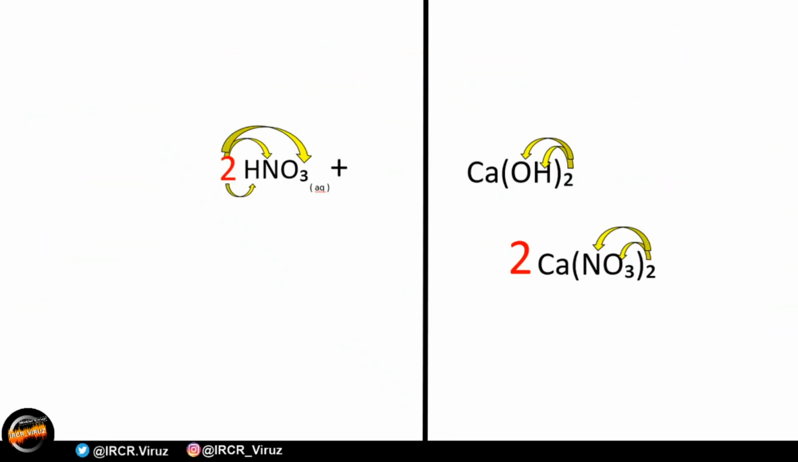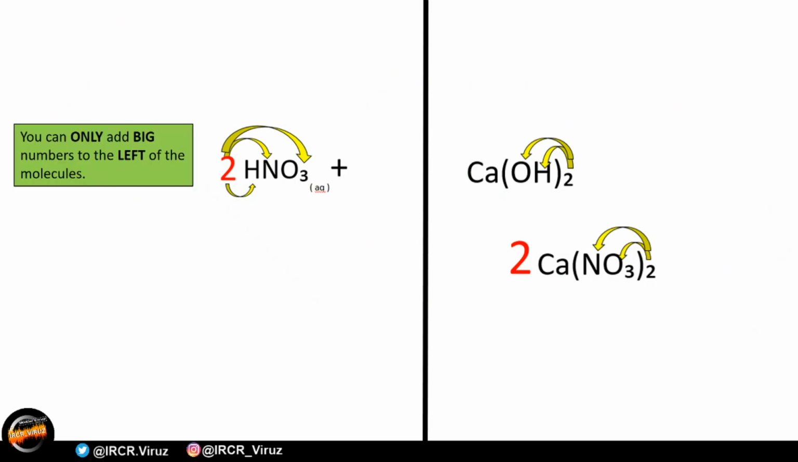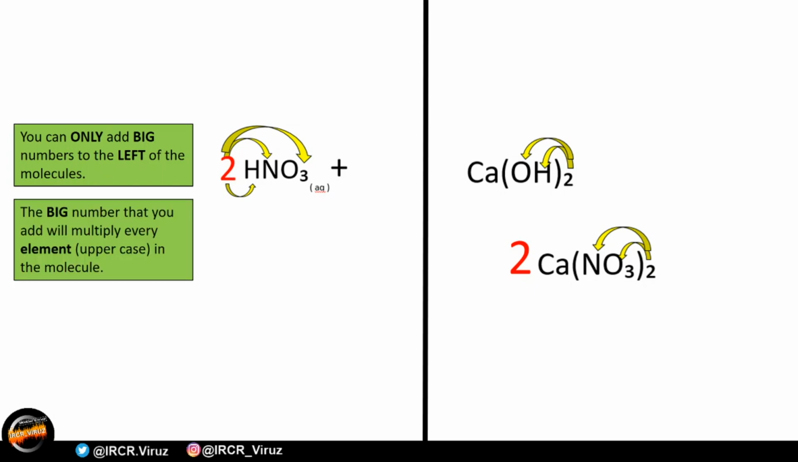Now, there are a couple of things we have to keep in mind when balancing equations. Number one is that you can only add big numbers to the left of the molecule. So every time you see a molecule written down, you can only add big numbers to the left, okay? And that number will multiply everything else. Then the big number that you add will multiply every element, every uppercase letter that you see there, okay?